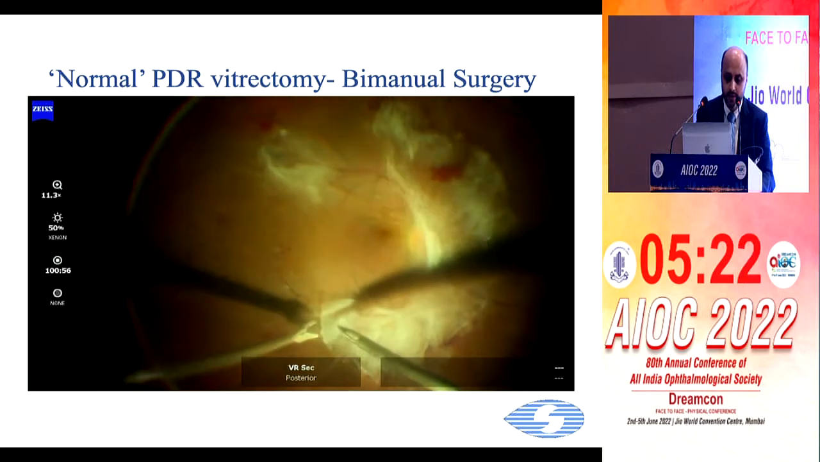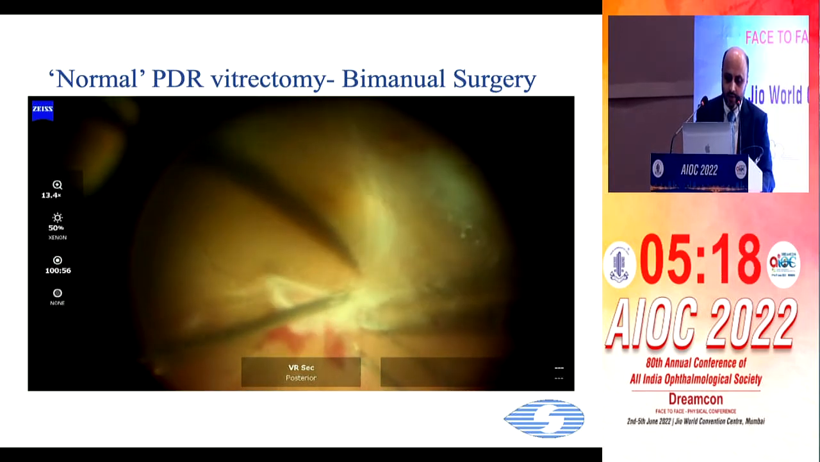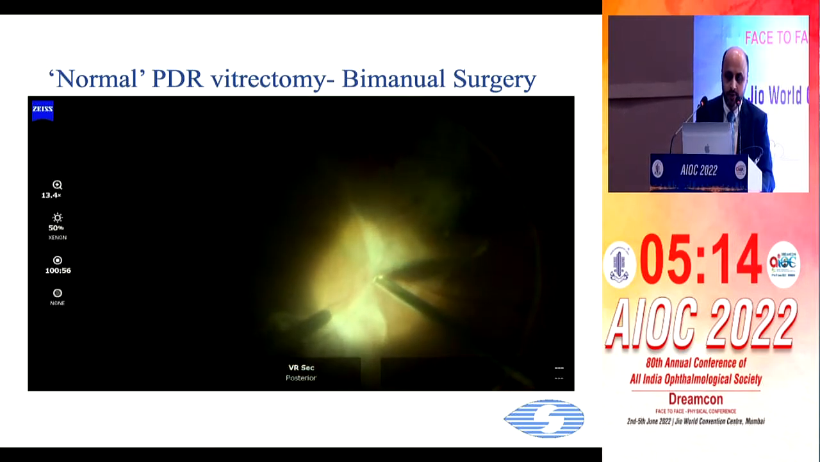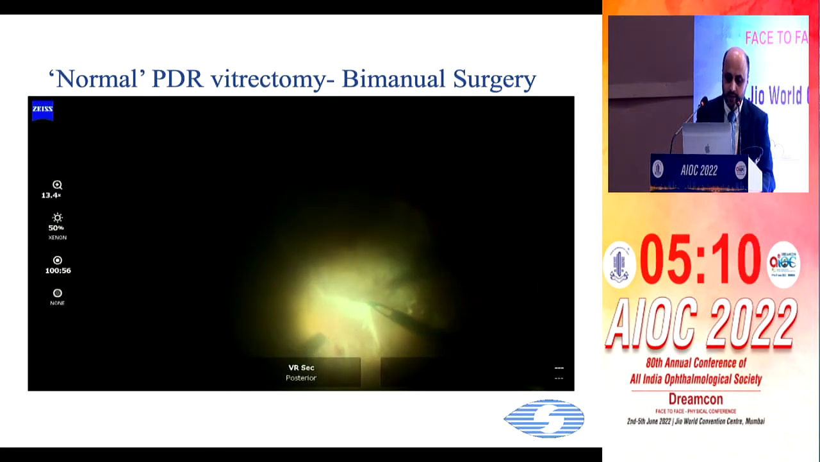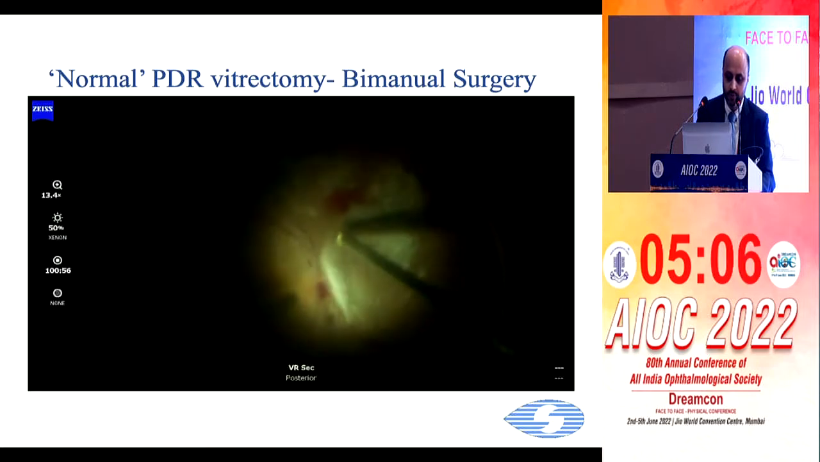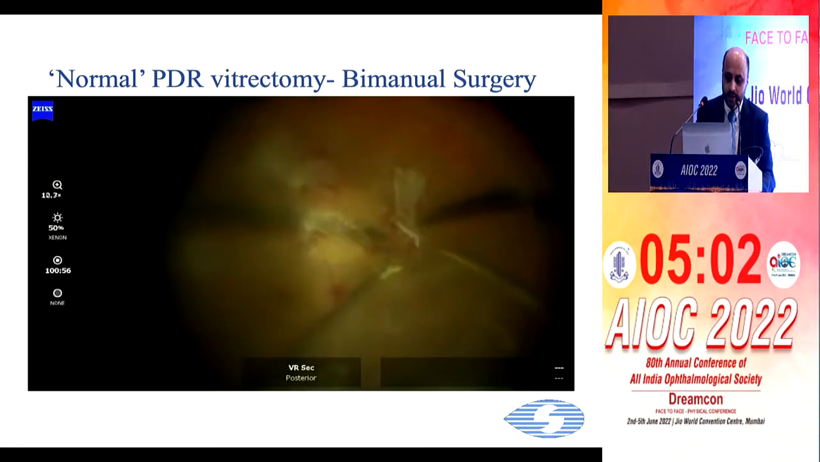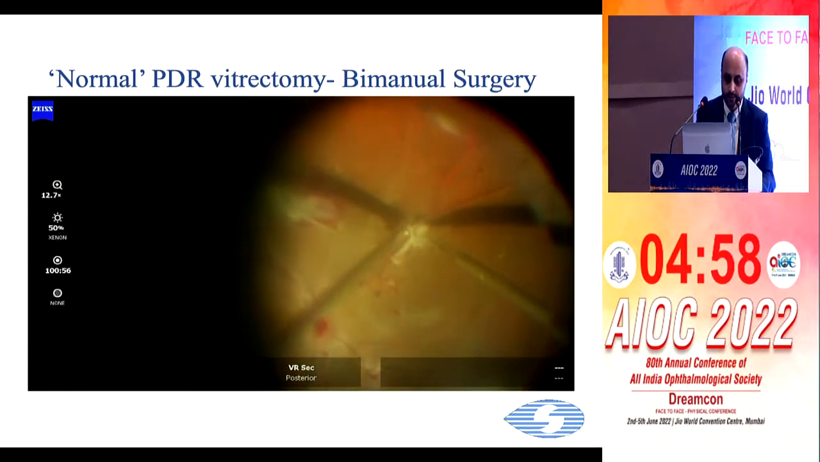So bimanually, we are able to create the cleavage plane and then very carefully go dissecting all the vascular nails or the vascular connections which are there, bisect the membrane into smaller pieces with the cutter section alone, and find that cleavage plane, and then continue our membrane dissection over the posterior pole, trimming the fibrovascular proliferation along the way, and then completing the dissection in the nasal quadrant as well.